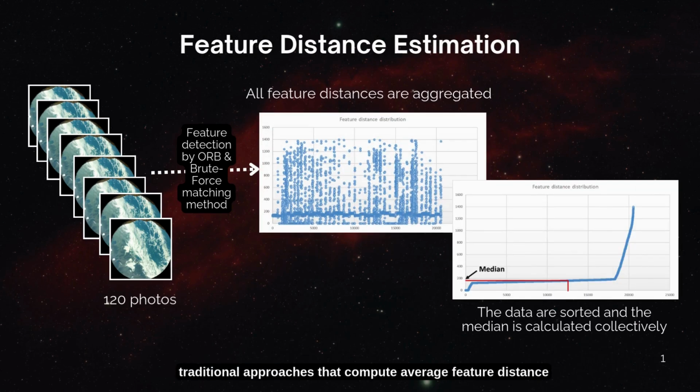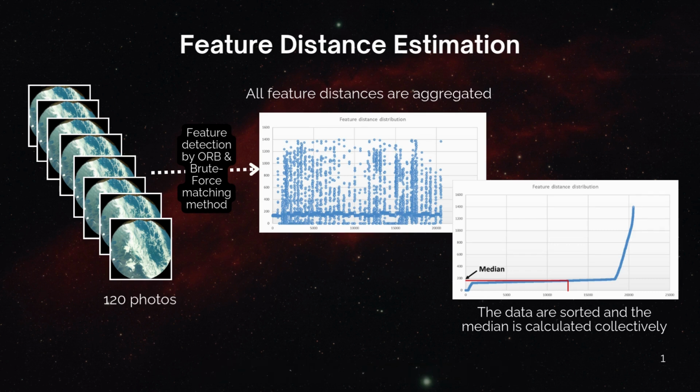Unlike traditional approaches that compute average feature distance for each adjacent image pair, we aggregate all feature distances across the dataset and calculate the median collectively, as it can effectively smooth out the influences of extreme data when the number of photos used are sufficiently large, for example, more than 100 photos.